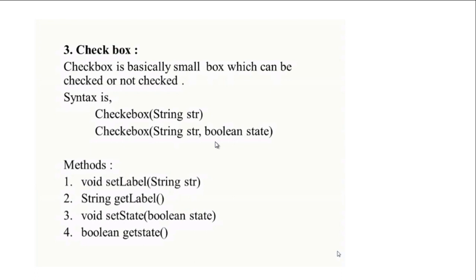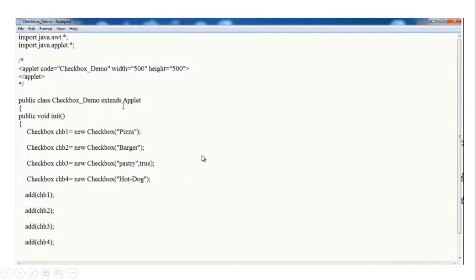Then the third method is void setState(boolean state). As we have discussed, there are 2 states, true and false. By default the checkbox is unchecked, so the default state is false, but if you want the checkbox to be checked, then we have to write true in place of the boolean state. Then the last method is boolean getState(). This method is used to retrieve the state of that checkbox, whether it is true or false. Then we will see a small example of this checkbox.